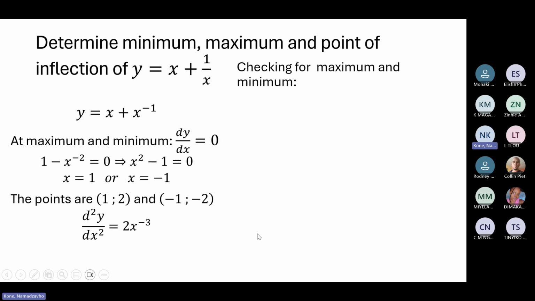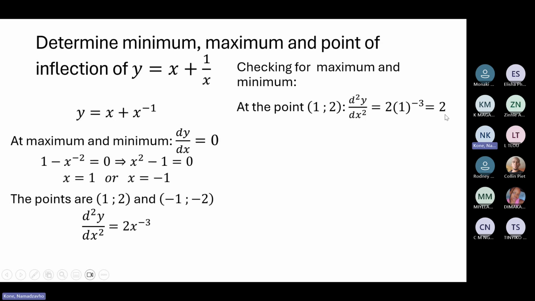Now, to check for maximum and minimum, let's do that first. Let's check whether this point is a maximum or a minimum. We take only the x value of the point, which is this one, and put it in place of x in the second order derivative. When we do that, we get 1 to the power of minus 3, and 1 to the power of minus 3 is the same as 1, because it is 1 over 1 to the power of 3. So 1 times 2 is 2, and 2 is positive.